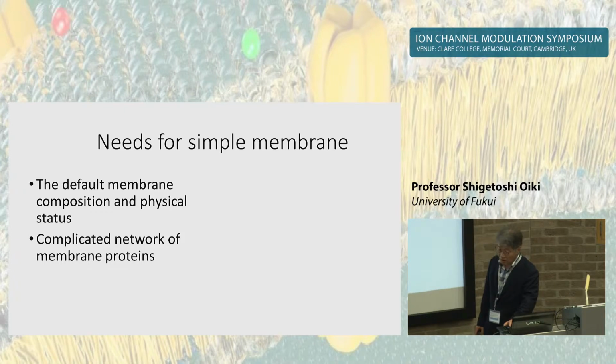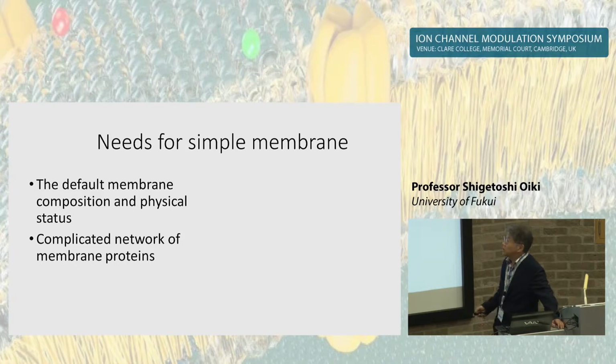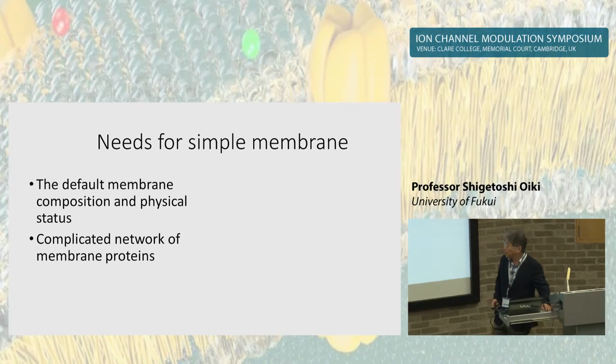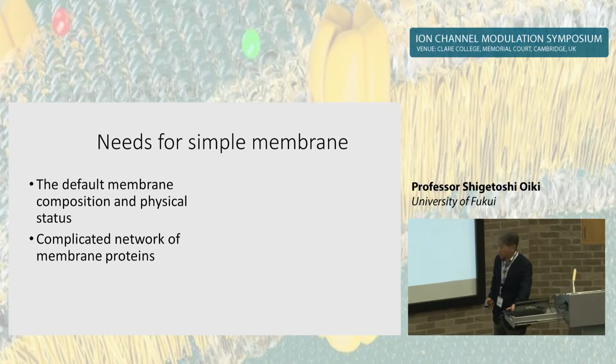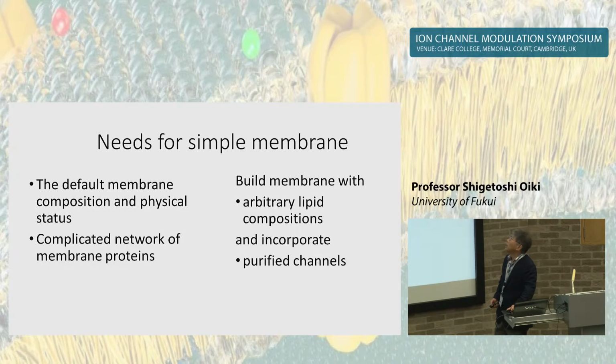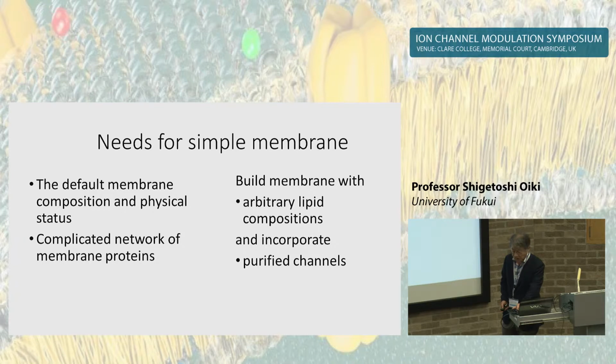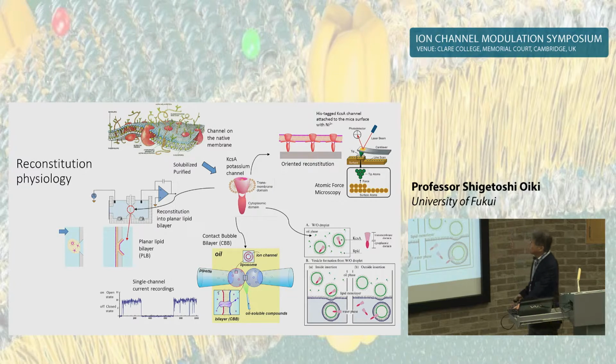We need to do the experiment with a simple membrane, because people do the patch clamp with a given membrane composition, and many membrane proteins exist on the membrane. We want to do the experiment with defined or arbitrary lipid compositions and also purified channels. This is a channel reconstitution method. There are many reconstitution methods. We purify the channel and incorporate it into different kinds of membrane.